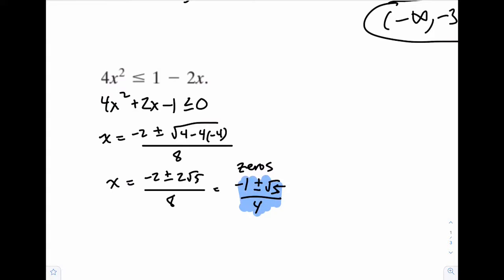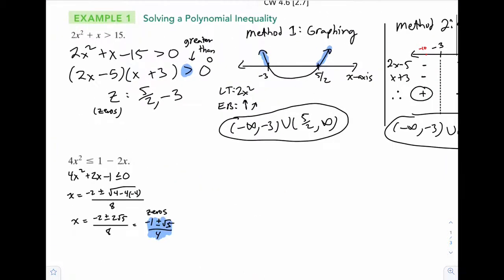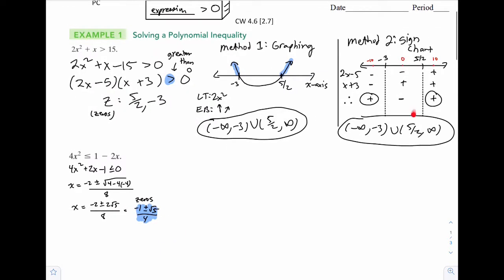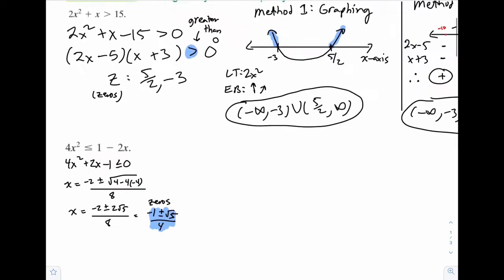So notice how this is a little bit harder than the one we just did, because these were so clean. These are not clean, which means if you want to try to do this number line method, or the sign chart, it'd be pretty hard because you have to figure out what number this would actually be. In a situation like this, you definitely want to graph, because graphing is actually pretty easy, because you don't really care what the exact value would be, but we know that the left zero is smaller, so this one has to be negative 1 minus root 5 over 4, and this has to be negative 1 plus root 5 over 4.